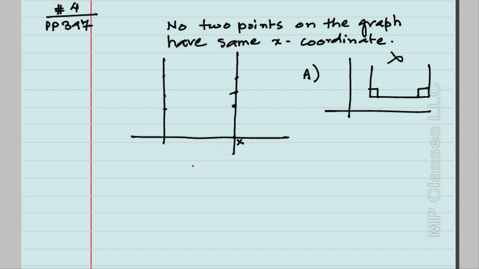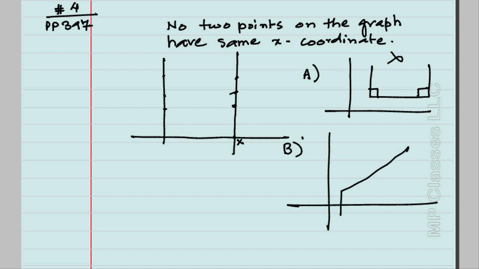What about B? The B option gives a graph which looks like this. Actually it goes from here, doesn't matter. Again, this line and this line, actually this line looks perpendicular, but they have not given this as perpendicular, but this and this, if you draw a line parallel to y, this point and this point, they will have the same x. So B is gone.